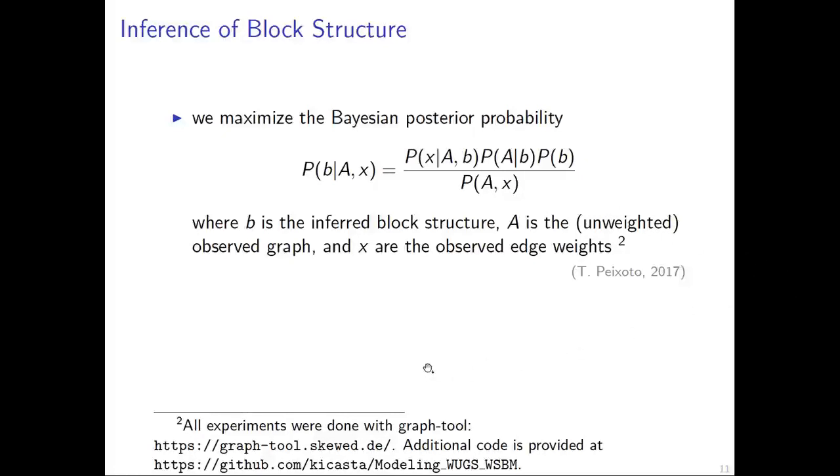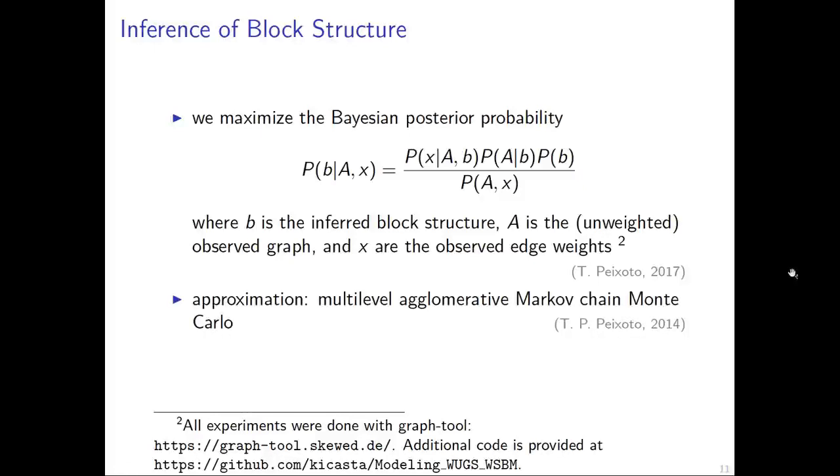We perform all experiments with graph tool, which you can find here, and we provide additional code under this link. This quantity cannot be computed exactly, so we need to approximate it. And for this, we use a standard approximator from GraphTool. It's implemented in GraphTool, which is the multi-level agglomerative Markov chain Monte Carlo algorithm.